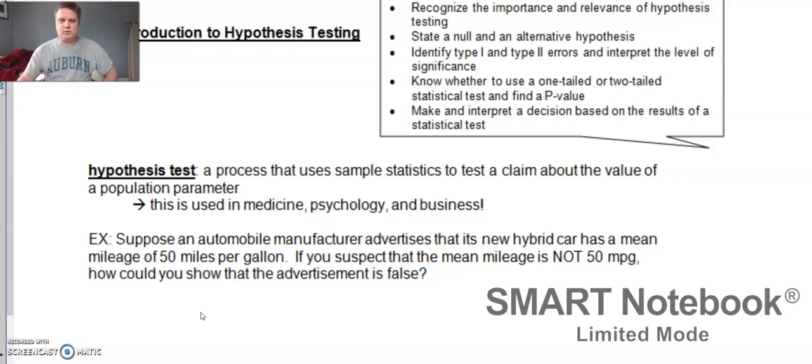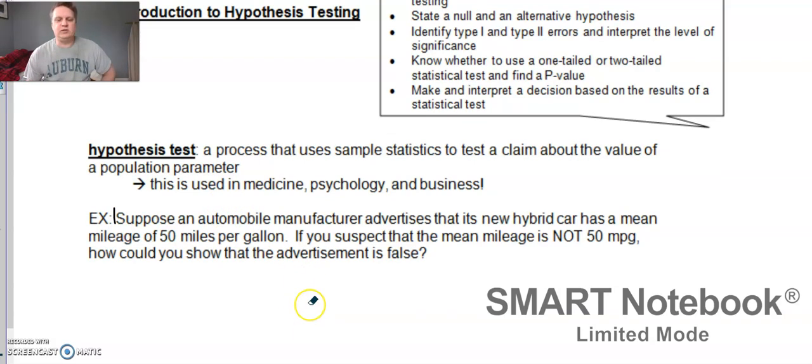So our first example, this would be example 1, okay? Suppose an automobile manufacturer advertises that its new hybrid car has a mean mileage of 50 miles per gallon. If you suspect that this mean mileage is not 50 miles per gallon, how could you show that the advertisement is false? Okay, so this is something you're testing.